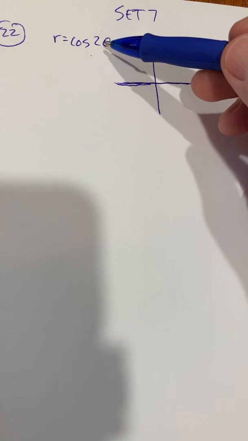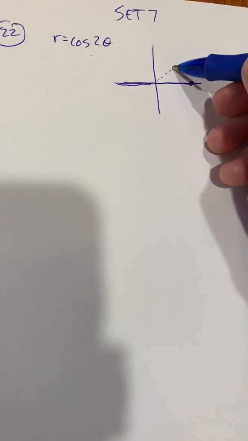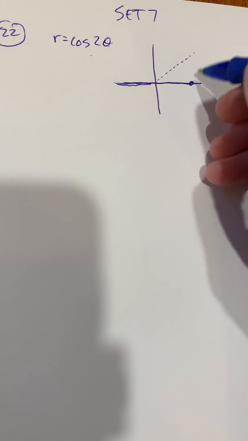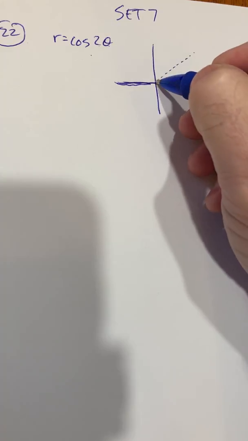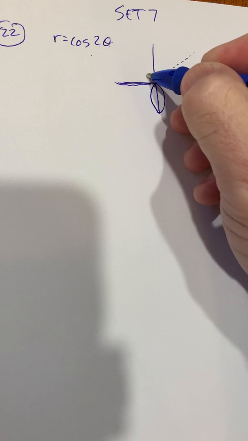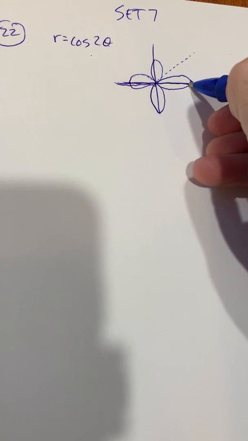If I put in 0, cosine of 0 is 1. So that's going to give me that point right there. And then if I plug in pi over 4, times 2 is pi over 2. Cosine pi over 2 is 0. So you're going to get that. That's actually 1/8 of the entire flower. If you continue to graph, I'm not exactly sure where it hits. It's going to go like this and like this, and then you're going to get there, and then you're going to come back to the end.